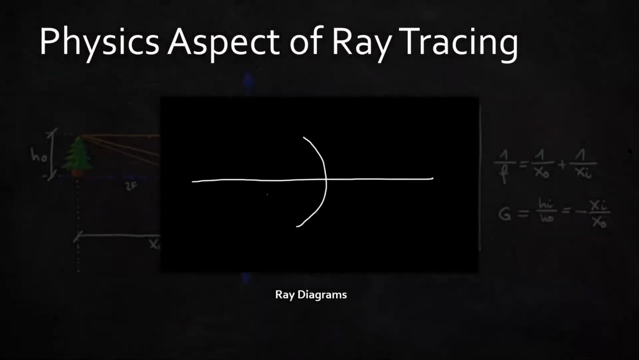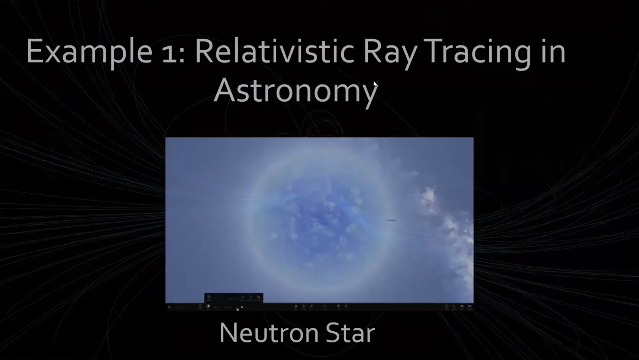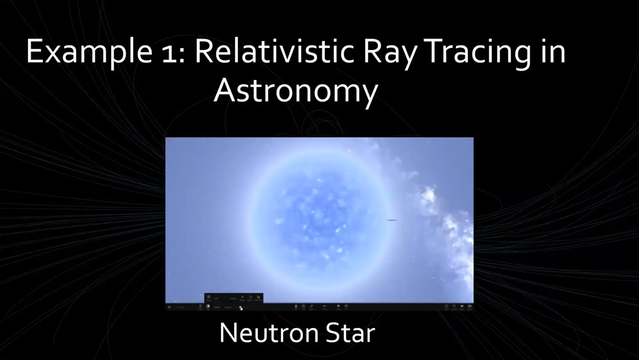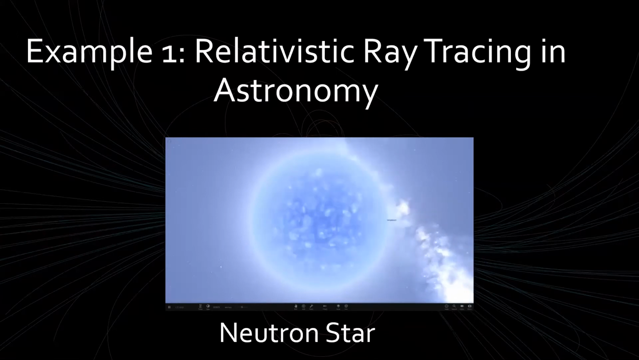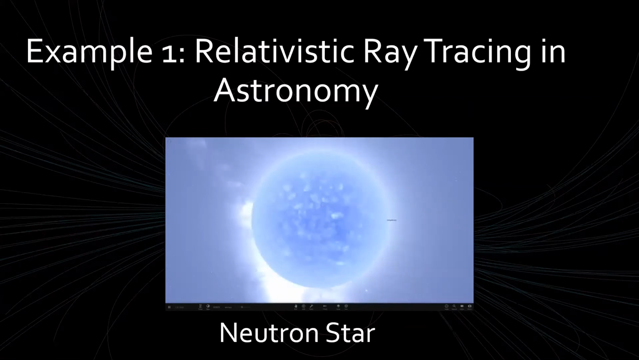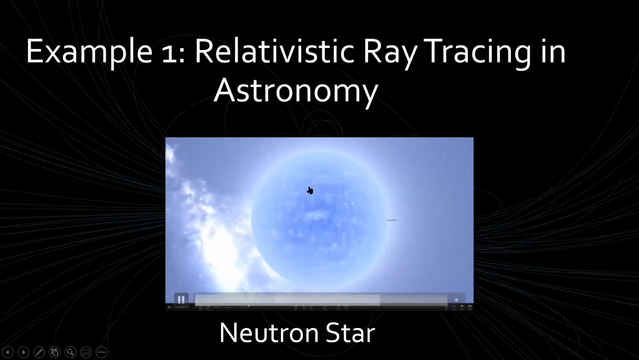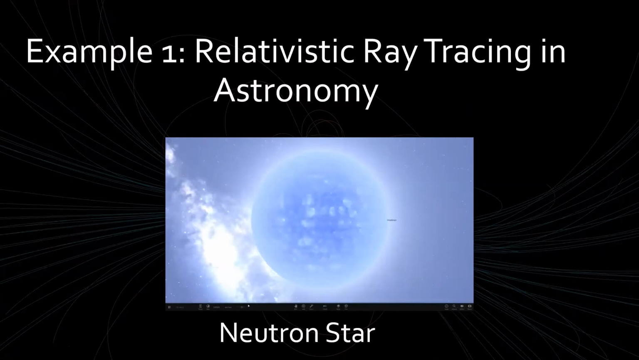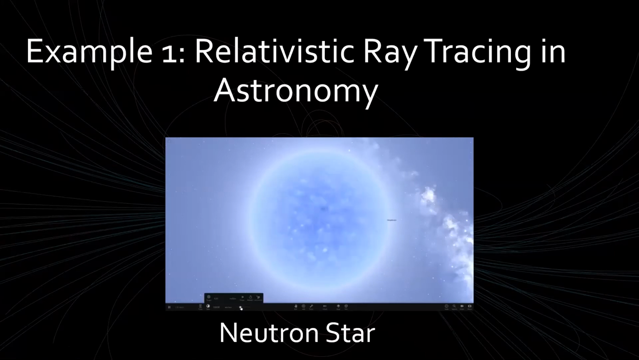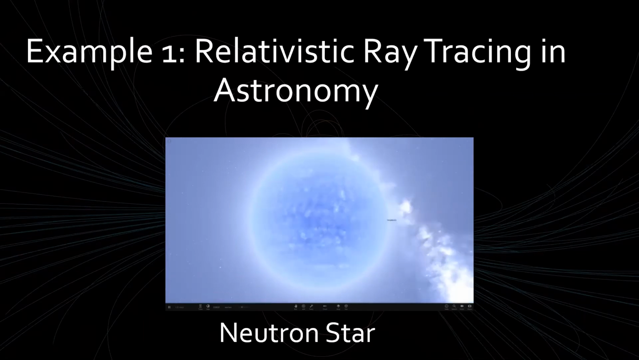So now we go into the first example, relativistic ray tracing in astronomy. We'll be looking at the neutron star for this one. Some things that you would take into account with relativistic ray tracing, first of all, is that the light rays can get bent. Neutron stars are close to being black holes, so you can see the light on the surface of the far side of the object. Basically you can see more than 50% of their surface due to that bending light.